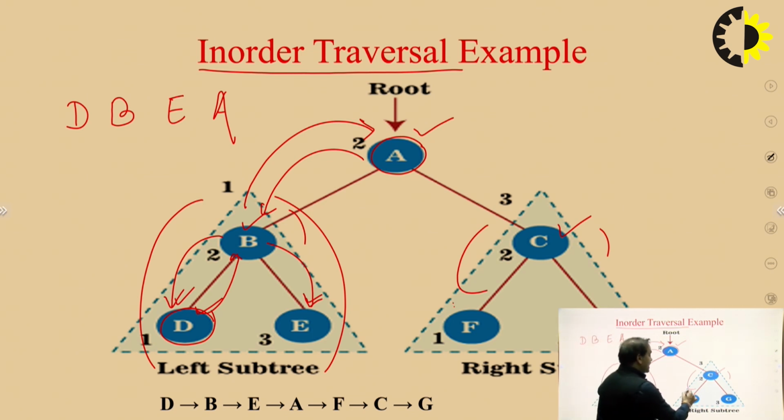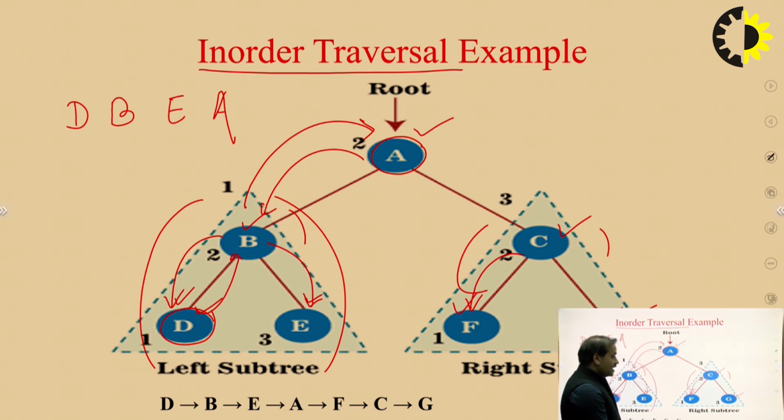F is the left child and G is the right child. We have moved on the left child of C, and the left child of C is F. There is no left or right child of F, so we have to process F, using the in-order traversing algorithm.